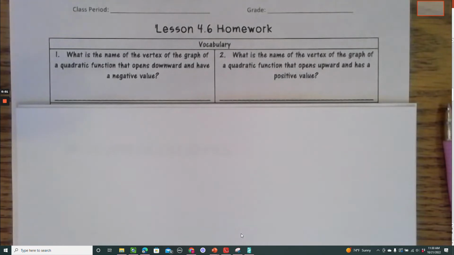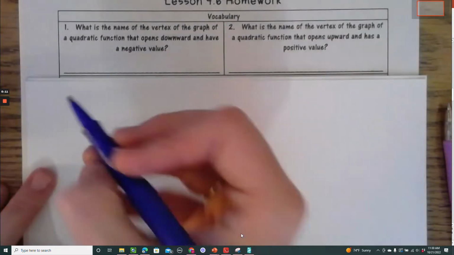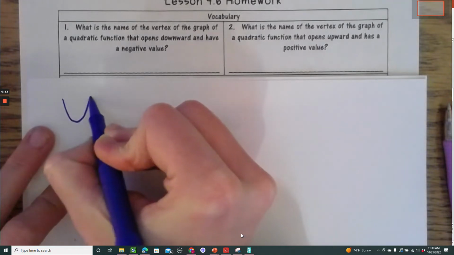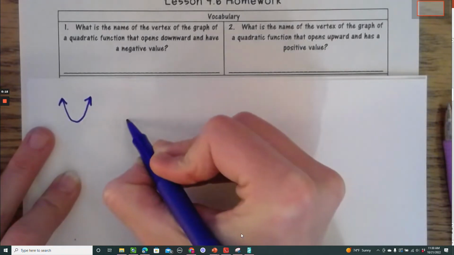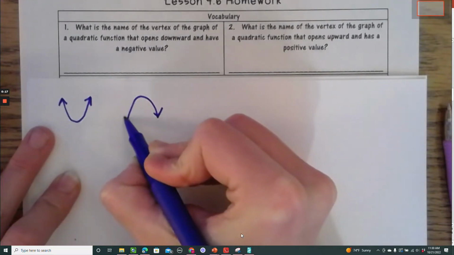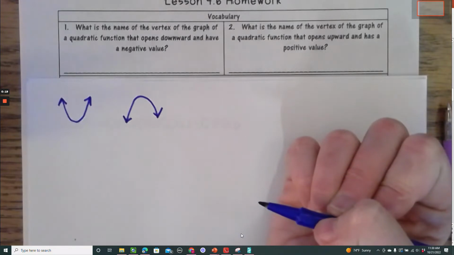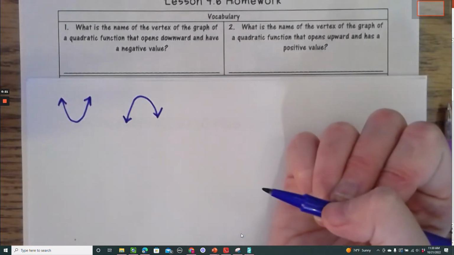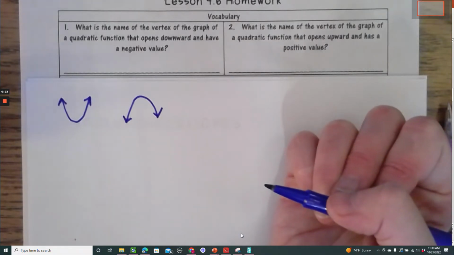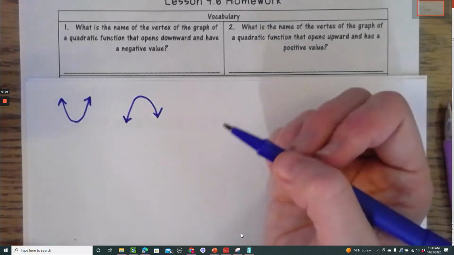This video is for the lesson 4.6 homework. So today what we're doing is we are looking at the key features of quadratics, okay? Quadratics open up like this or they open down like this, okay? And it's a parabola. That's what the shape is called. Linear equations make a line. Quadratic equations make a parabola.